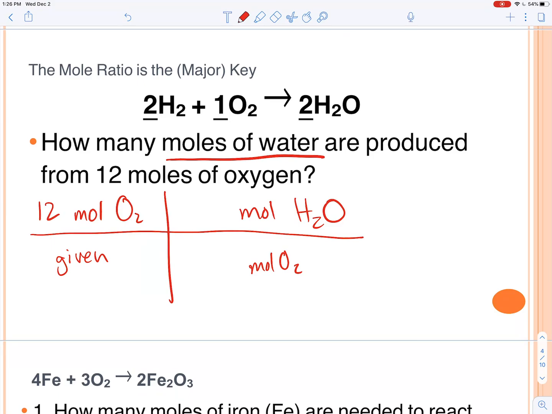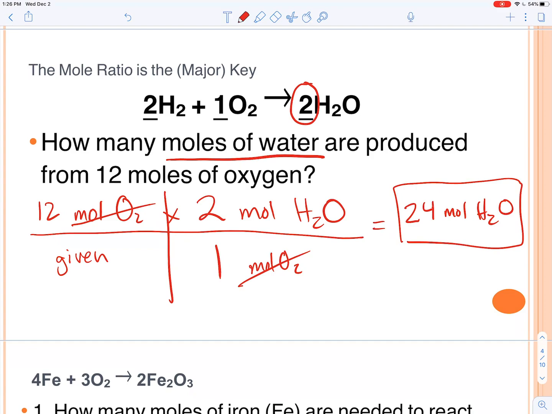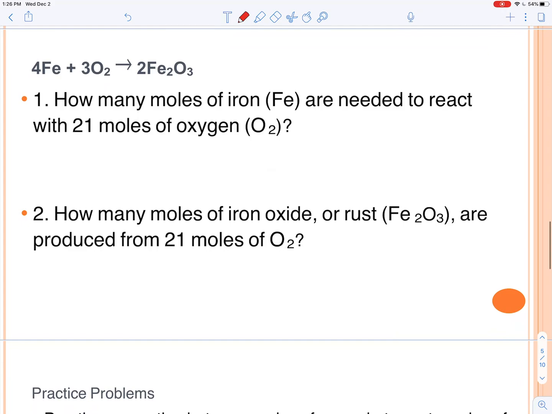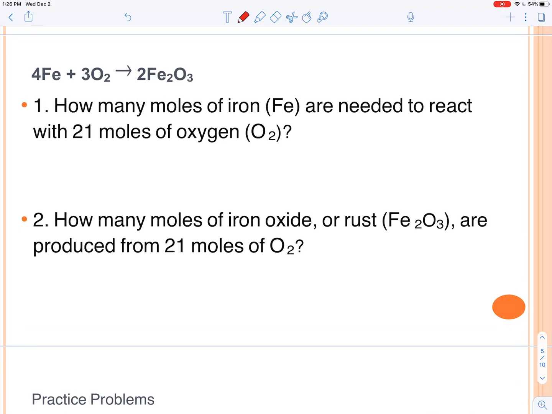Next, we have to put numbers in the middle here. So where do the numbers come from? They're going to come from the coefficients here. So I'm looking at 2 moles of water for every 1 mole of oxygen. Just like our recipe, we're just using the numbers here. So then it becomes 12 times 2. The moles of oxygen cancel out, and we'll get 24 moles of water. So from 12 moles of oxygen, we can get 24 moles of water. So, let's try that again. We'll try a few more examples here.